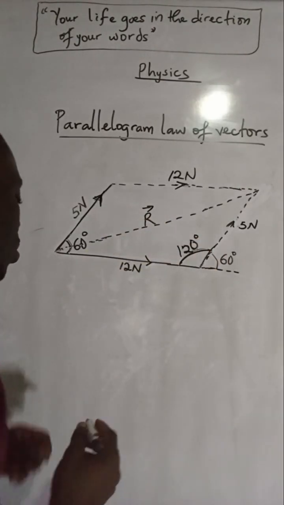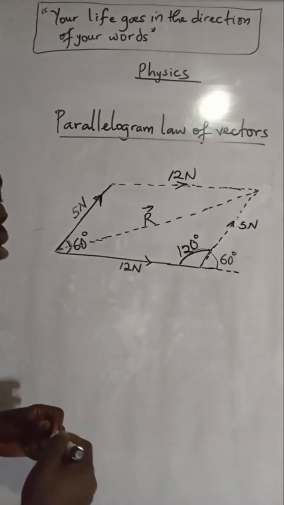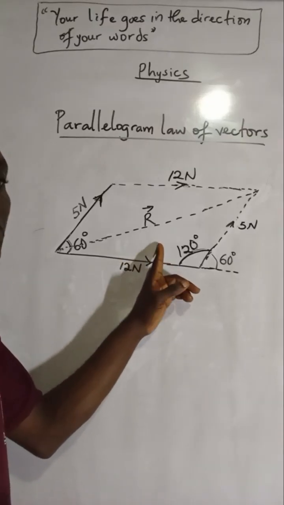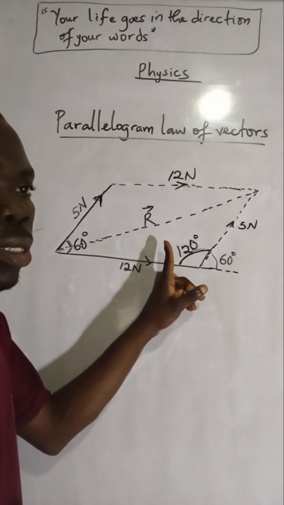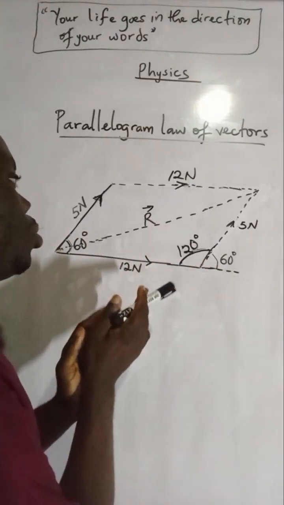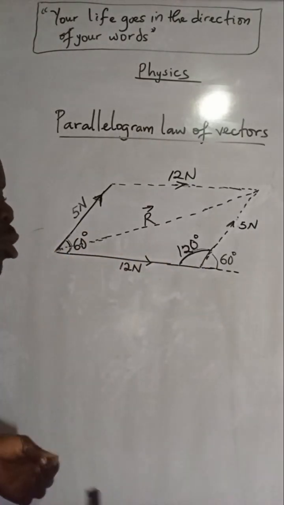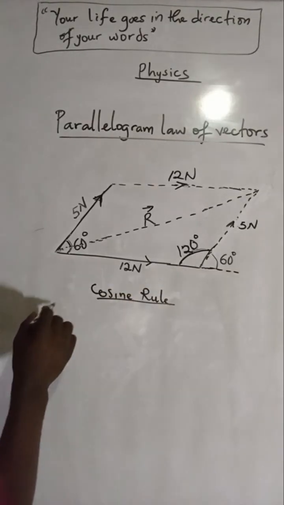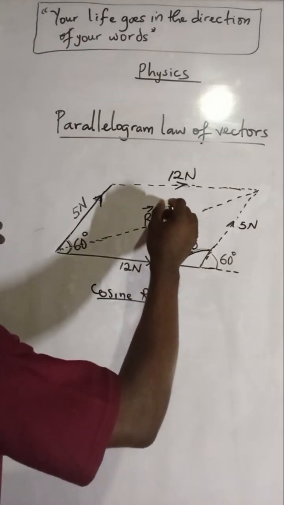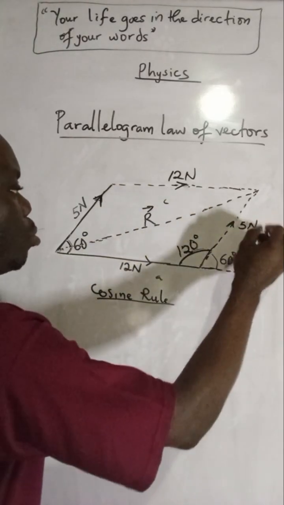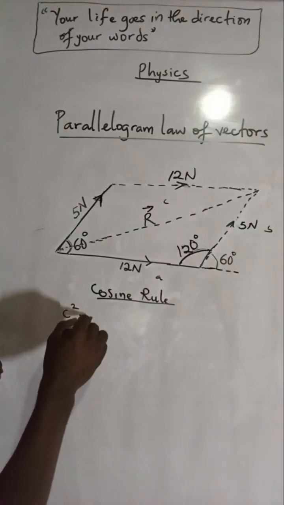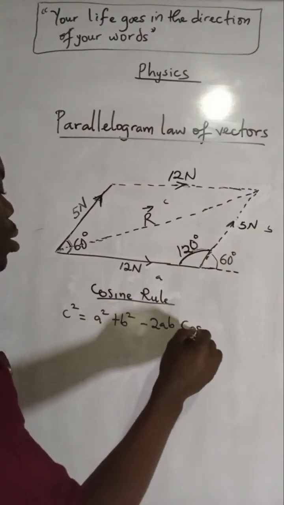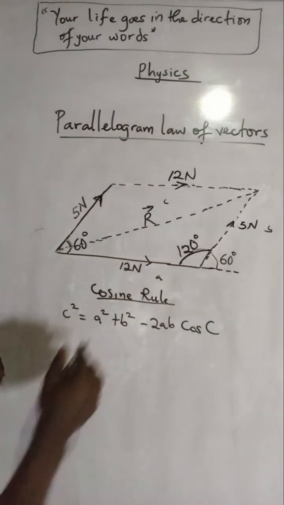If I want to solve this, when you have a side of a triangle that has an angle opposite to it, while the angles opposite the other two sides are unknown, what you use is what we call the cosine rule. It states that if this is C and this is A and this is B, then C squared equals A squared plus B squared minus 2AB cos C. So our C now is our R.